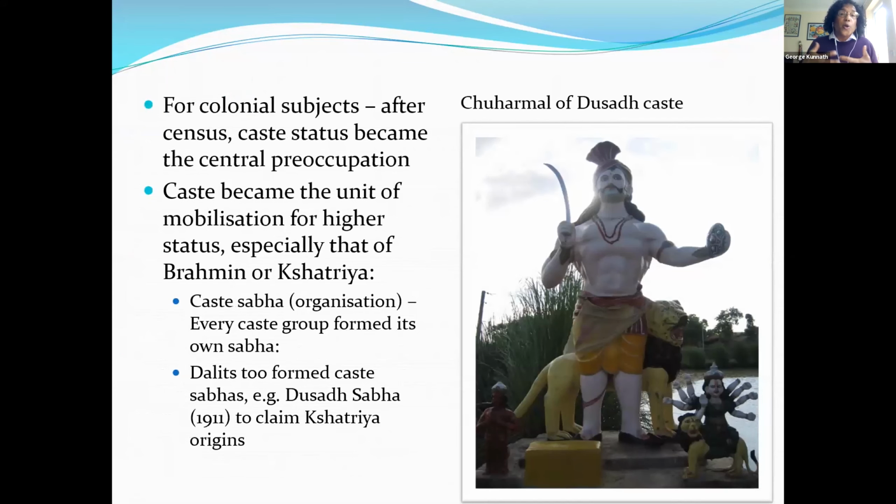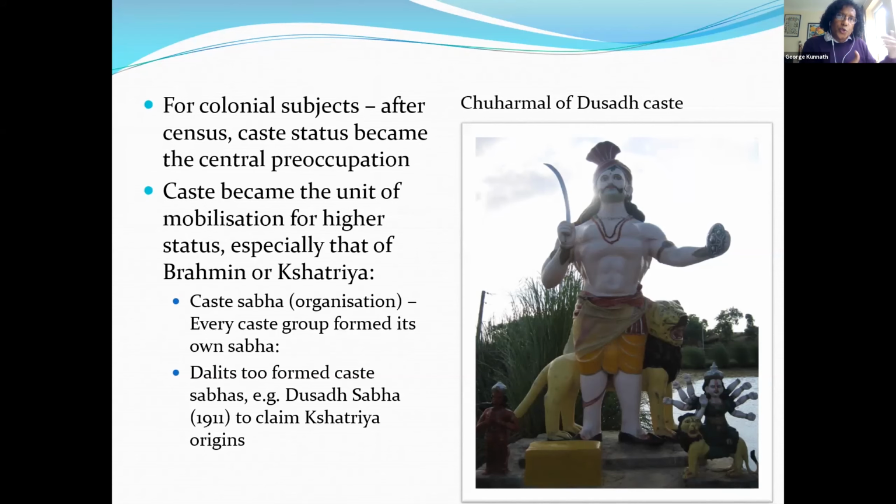Now, for the colonial subject, when the Brahmanical categories become the only means of upward mobility, there is an obsession with caste status, a preoccupation. So every caste, for mobilization and higher status, tries to form caste organizations. Most of the time they want to become Kshatriya more than Brahmin, because it's a warrior, with the whole manly warrior power attached to it. So every caste forms a sabha or an organization to raise their status by saying that they are Kshatriyas.